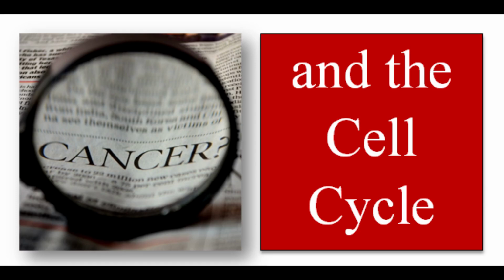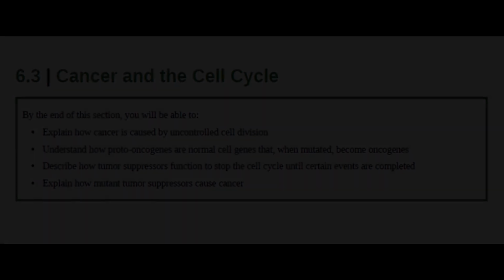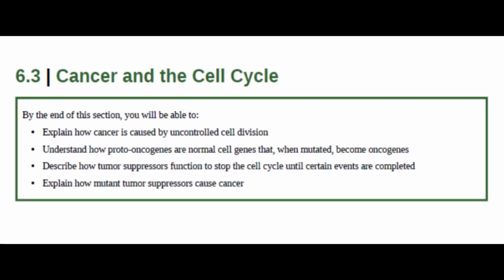Cancer and the cell cycle. By the end of this video, you will be able to explain how cancer is caused by uncontrolled cell division, understand how proto-oncogenes are normal cell genes that, when mutated, become oncogenes, describe how tumor suppressors function to stop the cell cycle until certain events are completed, and explain how mutant tumor suppressors cause cancer.